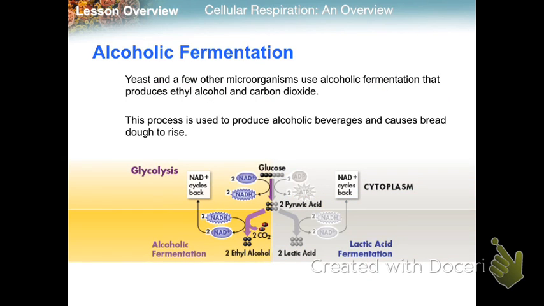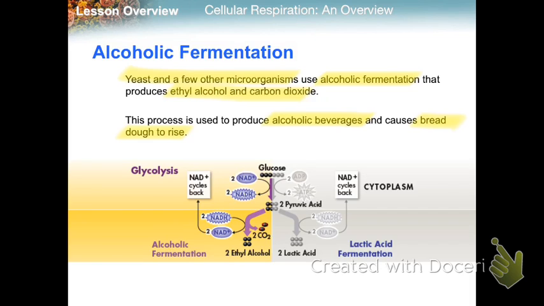There are 2 main types of fermentation. One is called alcoholic fermentation. Yeast and a few other microorganisms use this process, and it produces alcohol, ethanol, ethyl alcohol, and carbon dioxide. This process is the basis for producing alcoholic beverages, and it causes bread dough to rise.